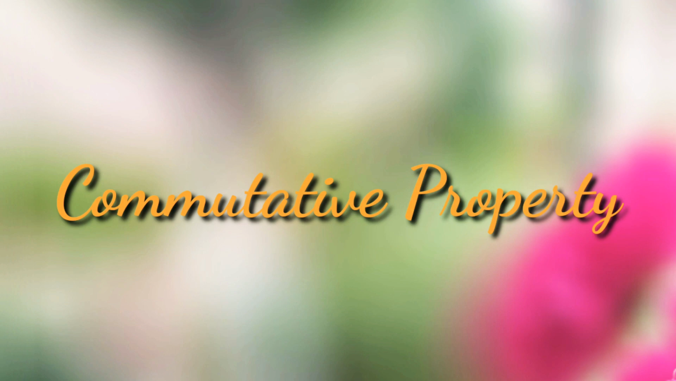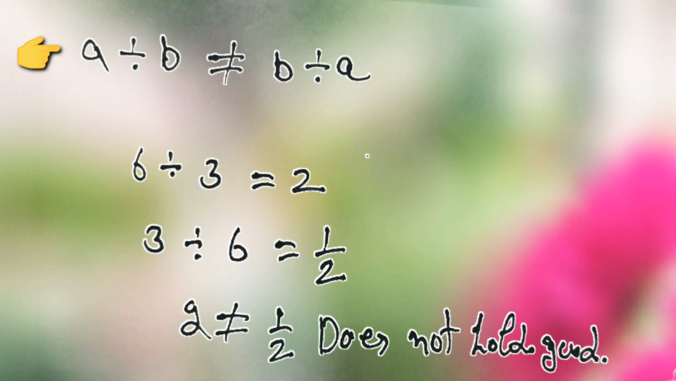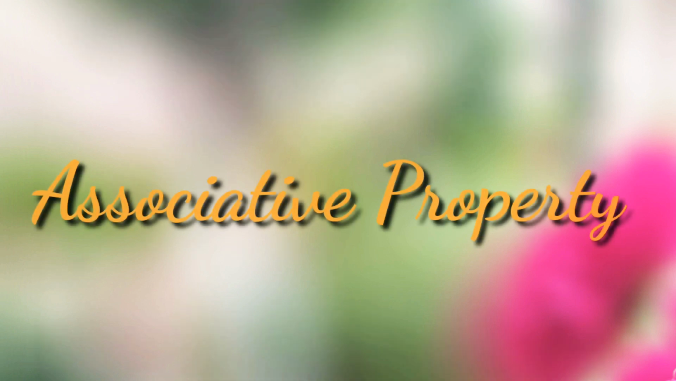So next property, that is commutative property. In commutative property, if you divide two numbers, a divide b not equals to b divide a, meaning the ordering of the numbers matters a lot. How? As you have taken 6, divide it with 3, answer is 2. On the other hand, if you have taken 3, divide it with 6, then answer is 1 by 2. And 2 not equals to 1 by 2. So this property also does not hold good for division.